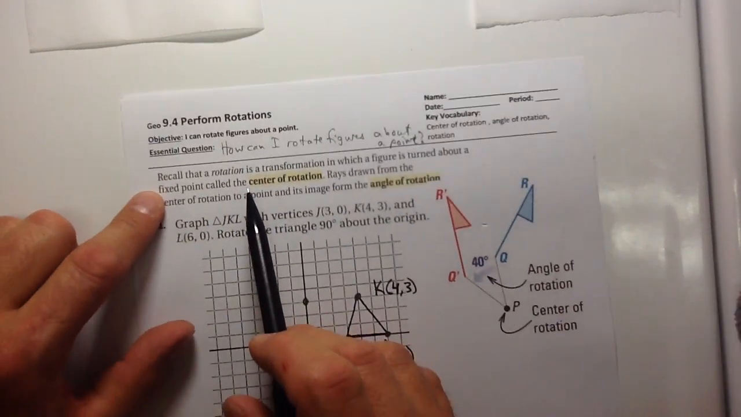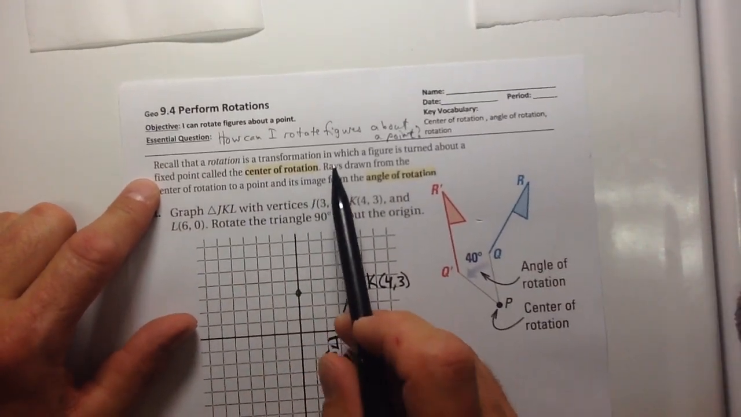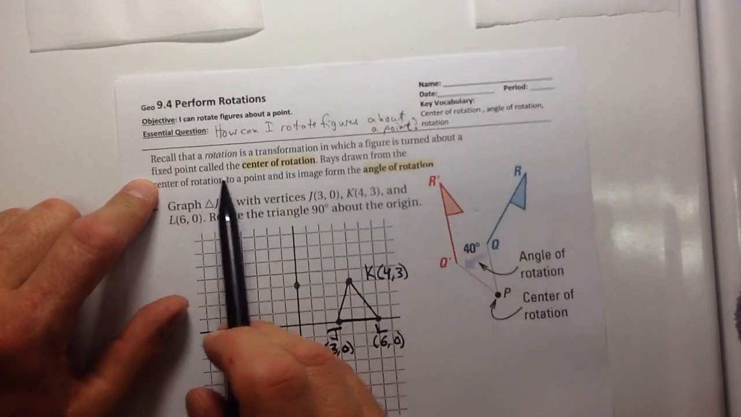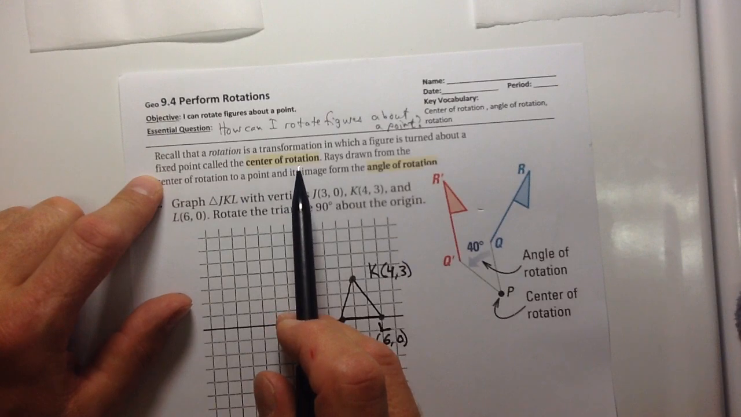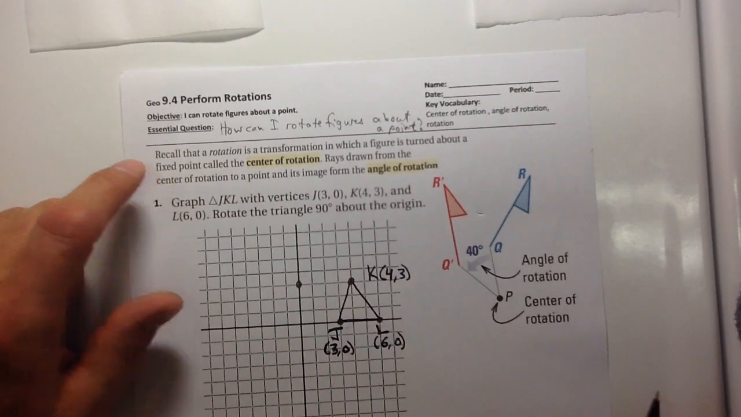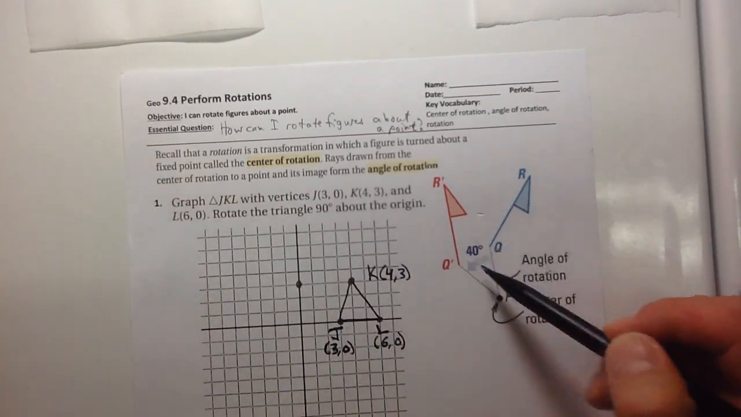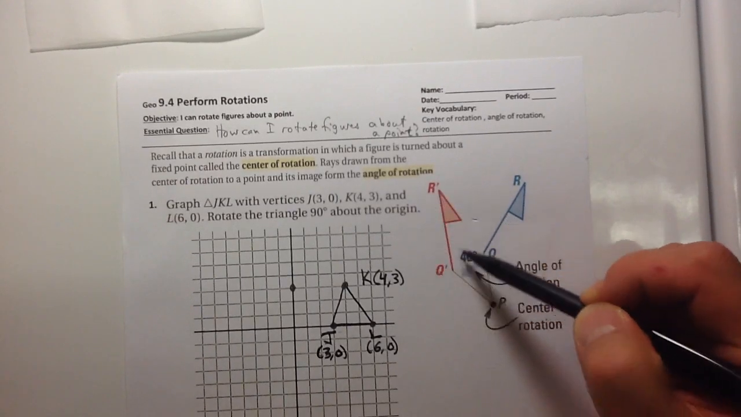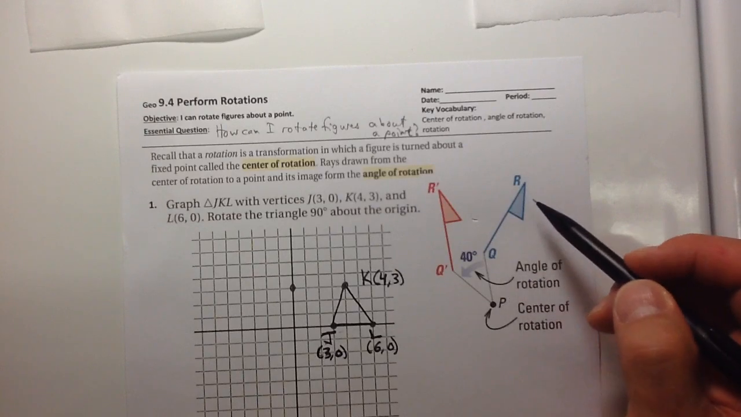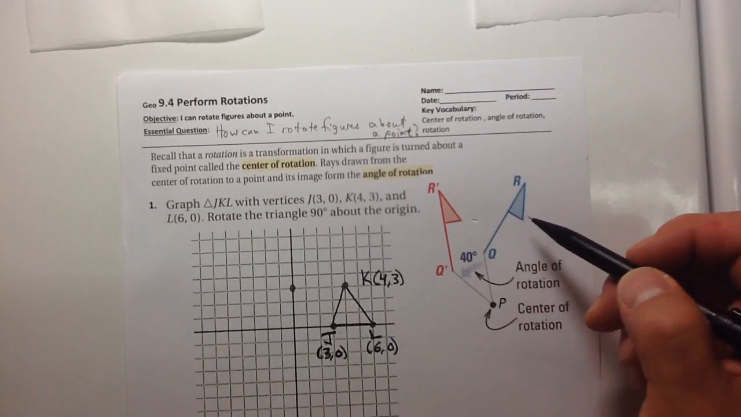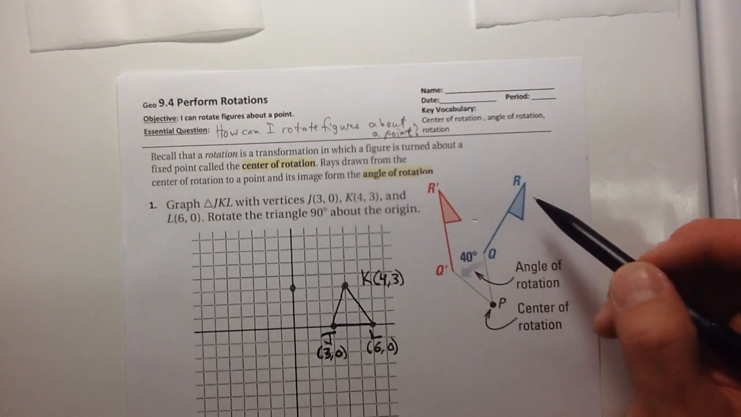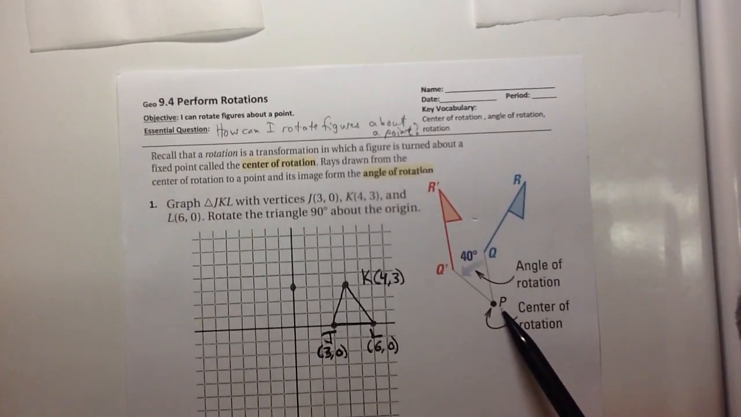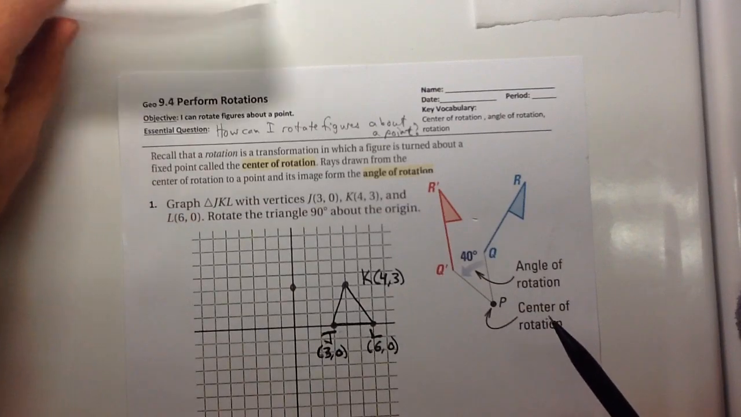So recall that a rotation is a transformation in which a figure is turned about a fixed point called a center of rotation. So in other words, if you have a figure, see here is your pre-image, it does not have the prime marks, here is your image. If you have a figure and you are told to rotate this figure, the next question you should have is, rotate it about what point? In other words, what is my center of rotation?